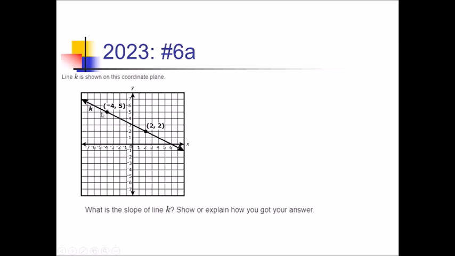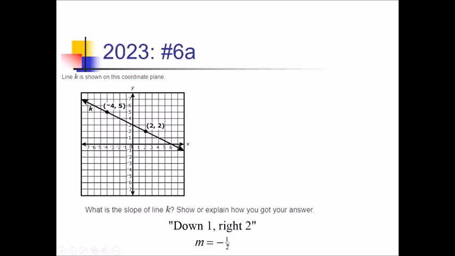So just taking a look at how we're getting from one point on the line to another point, it looks like we're going down 1 and right 2, down 1, right 2, and that's pretty consistent all the way across. So down 1, right 2, that means we're going to have a negative 1 divided by 2 for the slope.